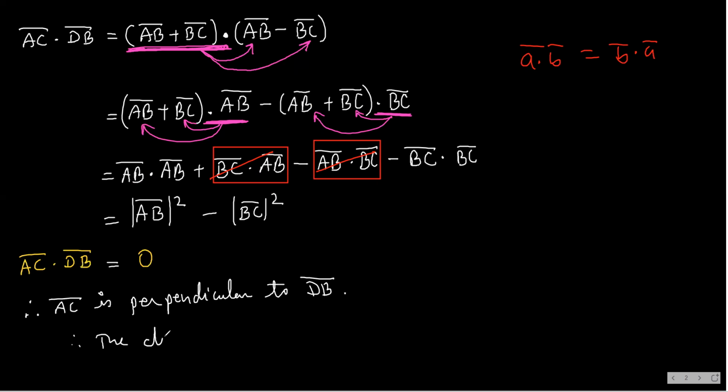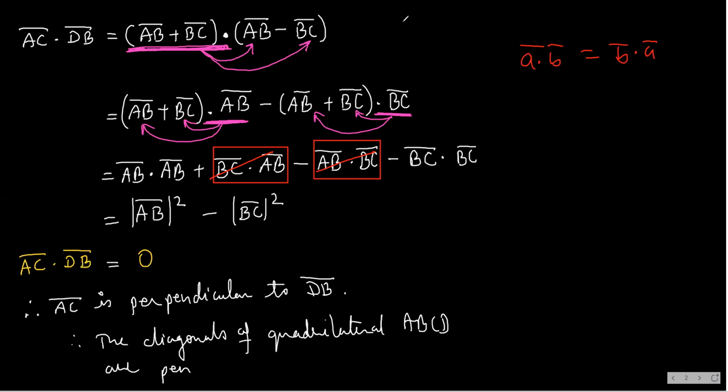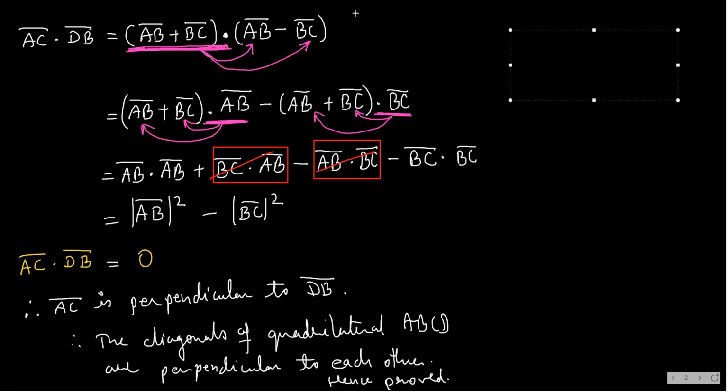Therefore, the diagonals of quadrilateral ABCD are perpendicular to each other. Hence proved. We have proved this. I hope you followed this. You can just go through this once again and write the solution for the practice.